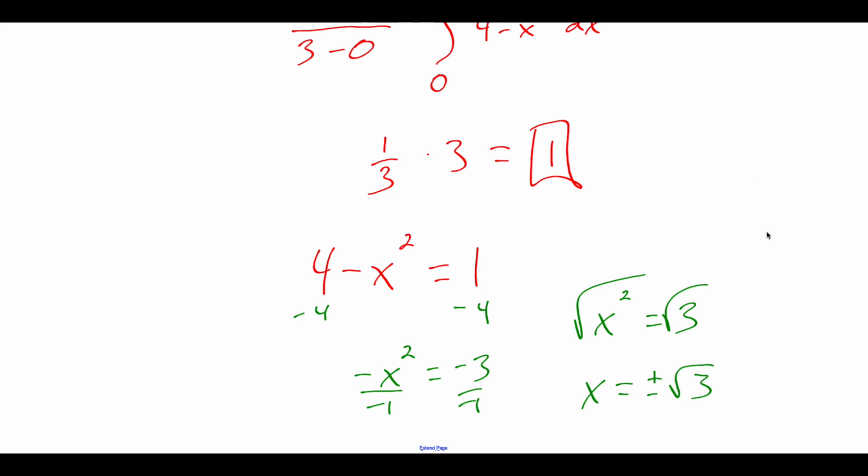Now I'm looking on the interval from 0 to 3. Negative root 3 is going to be outside of this interval, but positive root 3 is on this interval. So I know that at an x value of root 3, my function value is going to equal this y value of 1 that we were talking about. So we can say that our function does assume its average value in this given interval.